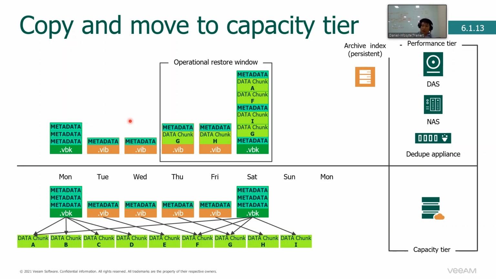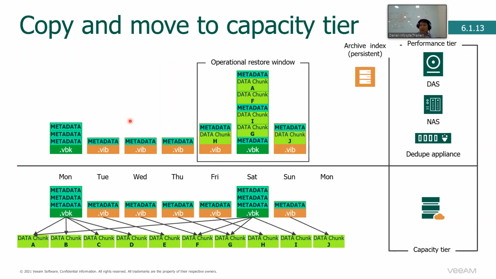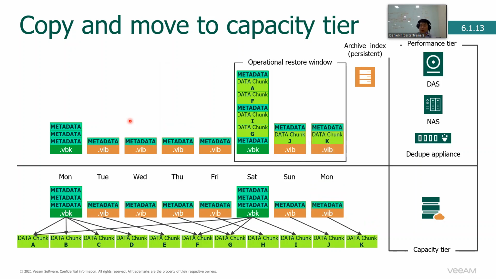Utilizing copy mode to copy additional backup data to the capacity tier straight away, and then utilizing the move mode retention policy to keep the capacity tier data for a longer time. So this will combine both benefits and also fulfill your 3-2-1 rule requirement. Okay. So during the exam, they will also ask you questions like this.